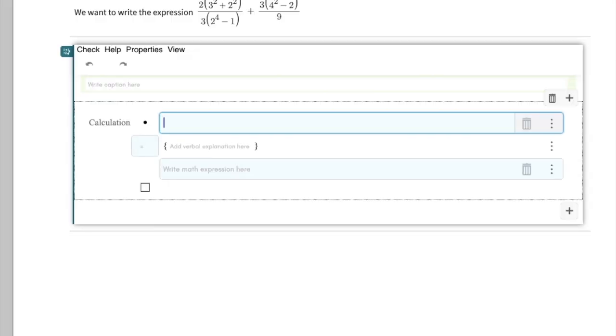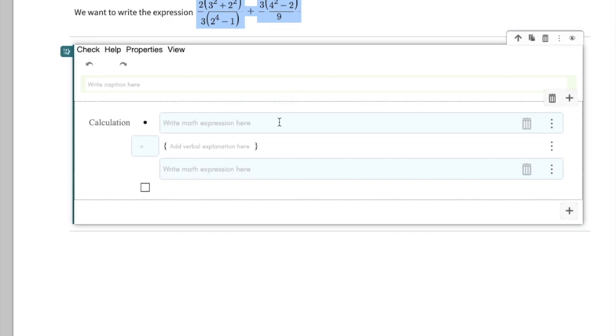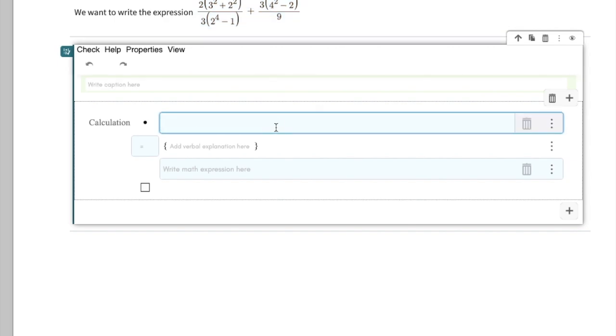Before we go deeper into how to use the eMathStudio environment to write and solve mathematical problems, we need to have a closer look at how to write mathematical formulas with a computer. So we are going to look at this rather complex expression here. We're going to show how to write this, and we have already here a calculation element.